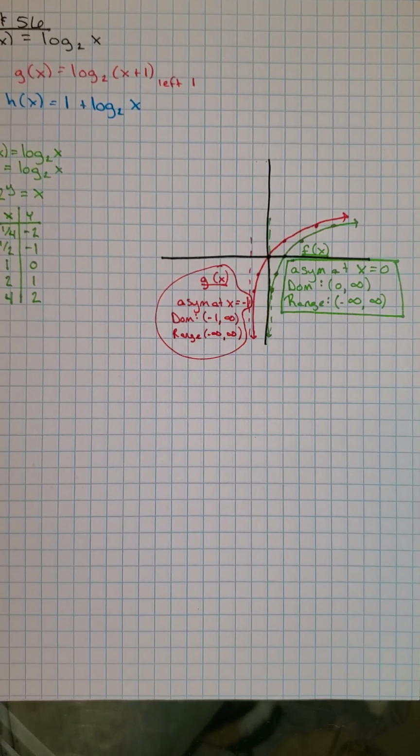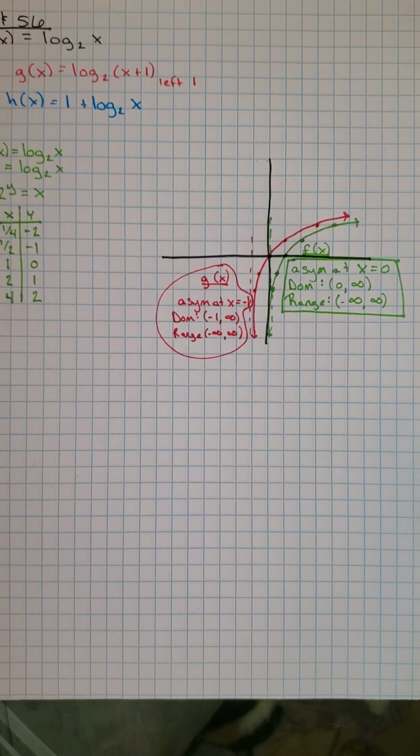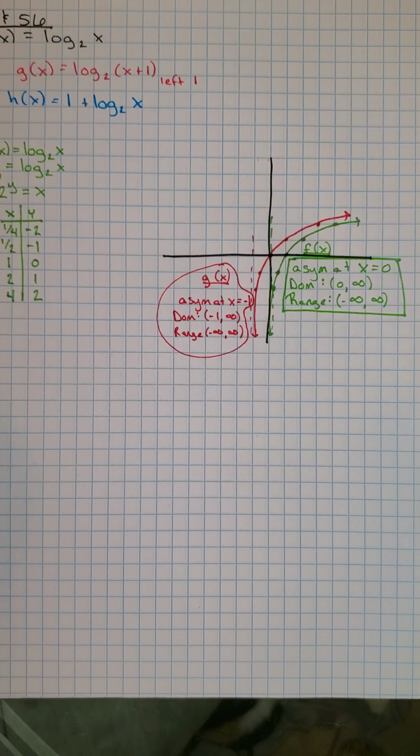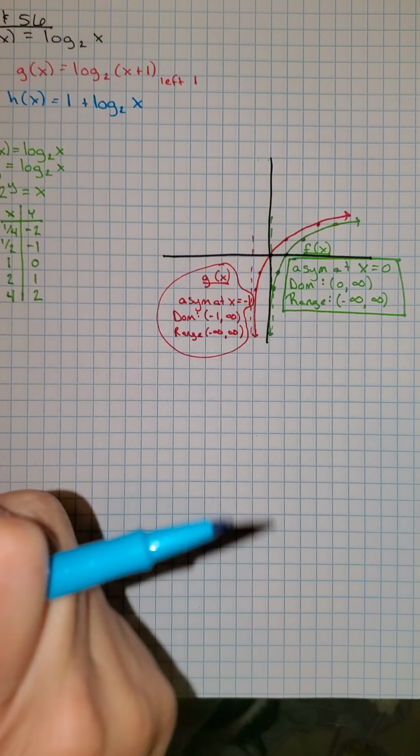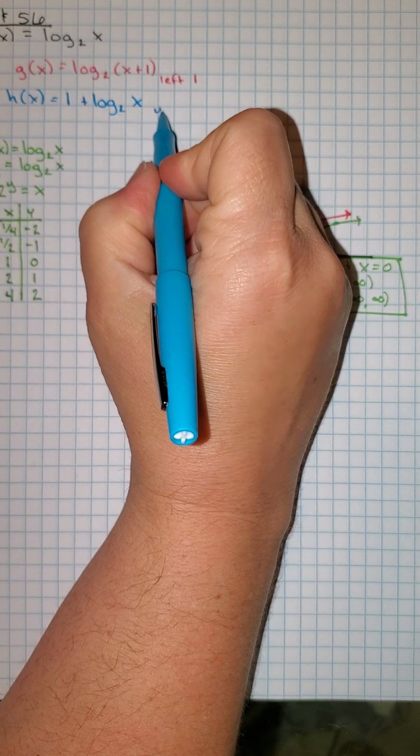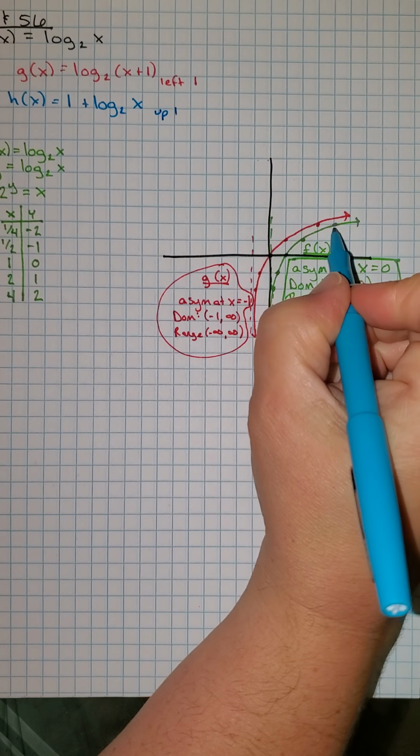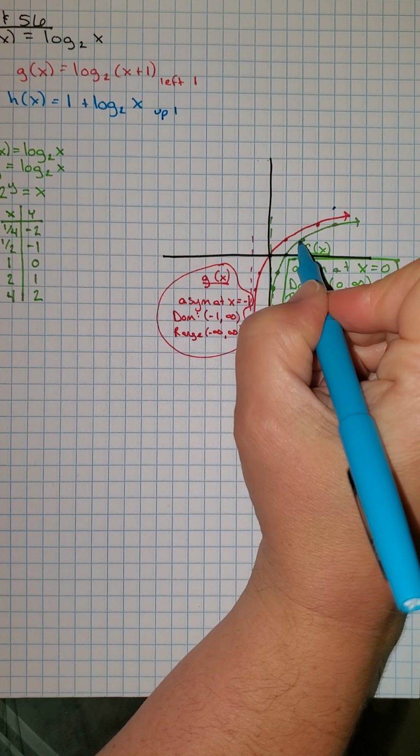Alright, and then finally, h of x. We're going to add 1 to our original function, the original f of x. So it's all going to go up 1. So our green graph, every point goes up 1.